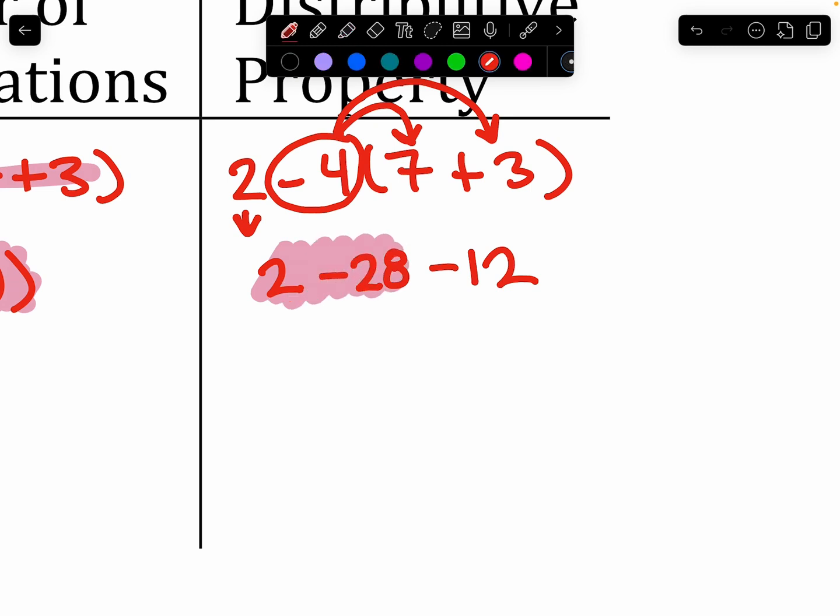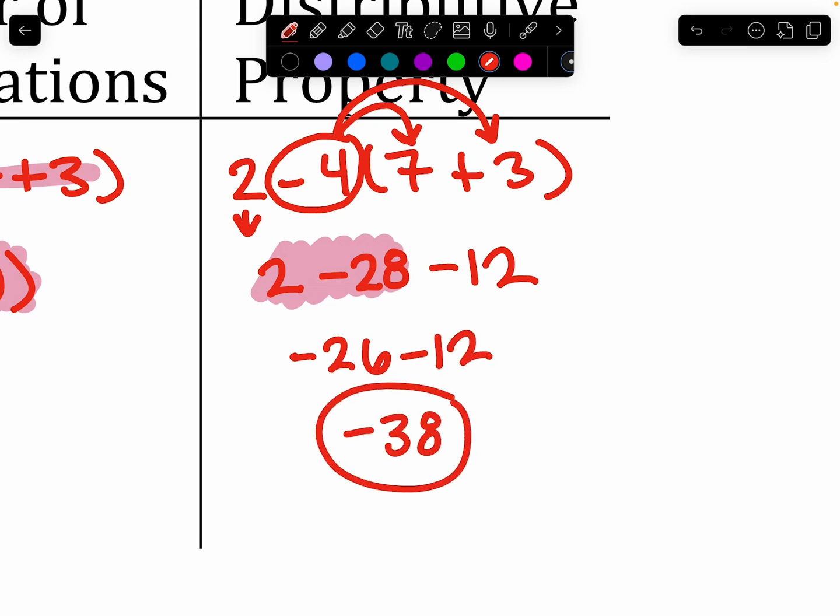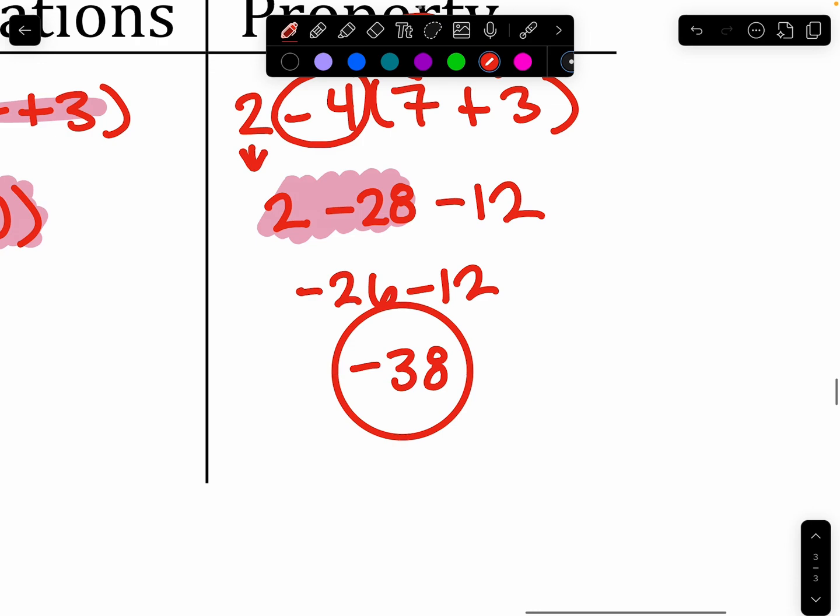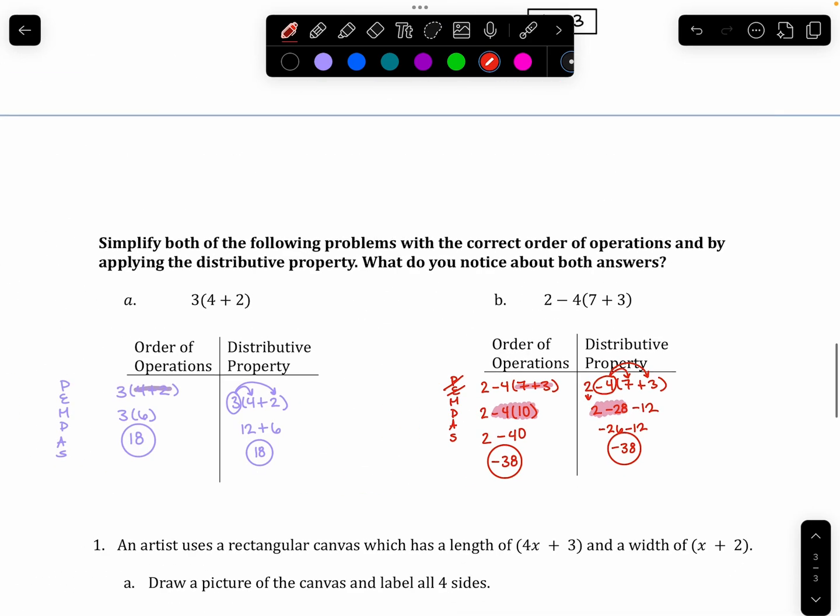So now I'm going to do 2 minus 28. I'm going left to right because now I can follow PEMDAS. That's going to be a negative 26 minus 12 is a negative 38. And I got the same thing again, which just shows me that I did this the right way using two different methods.